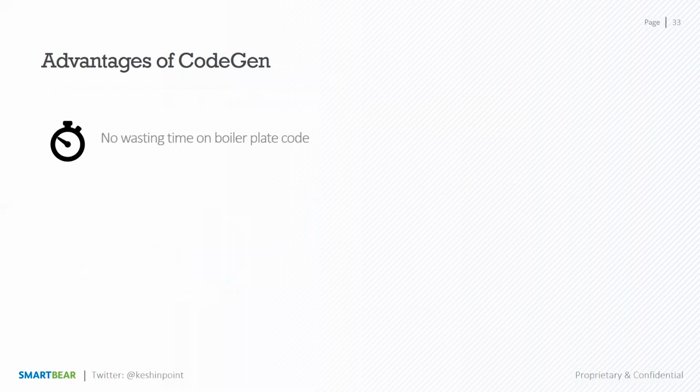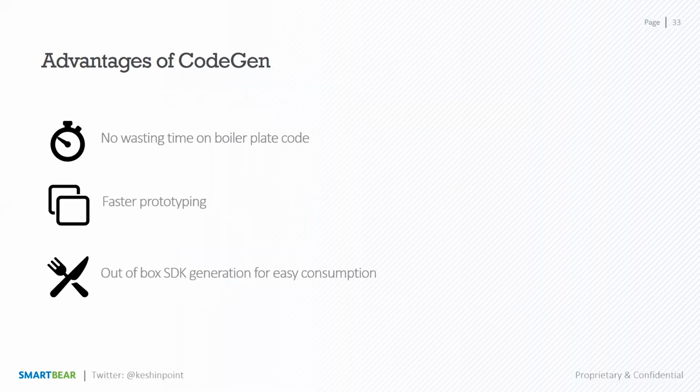No time wasting on boilerplate code. Let's just get to the point. Let's just use the code gen process and move faster. It's faster prototyping, and again, out-of-box SDK generation for easy consumption. So in the code gen process, you're looking at both internal development as well as external consumption. And it's done in over 30 languages right now, and it's ever evolving. So if anyone wants to contribute to the Swagger CodeGen project, it's completely open source, and it's available on GitHub for anyone to come in and build.